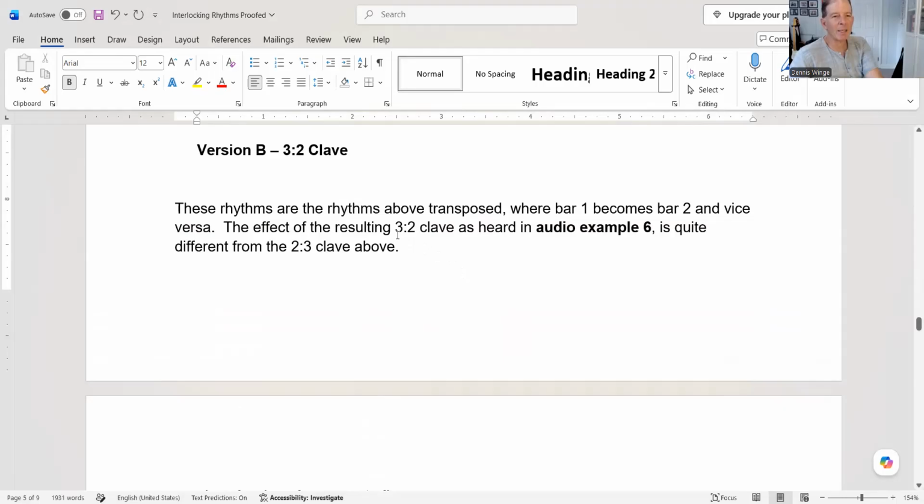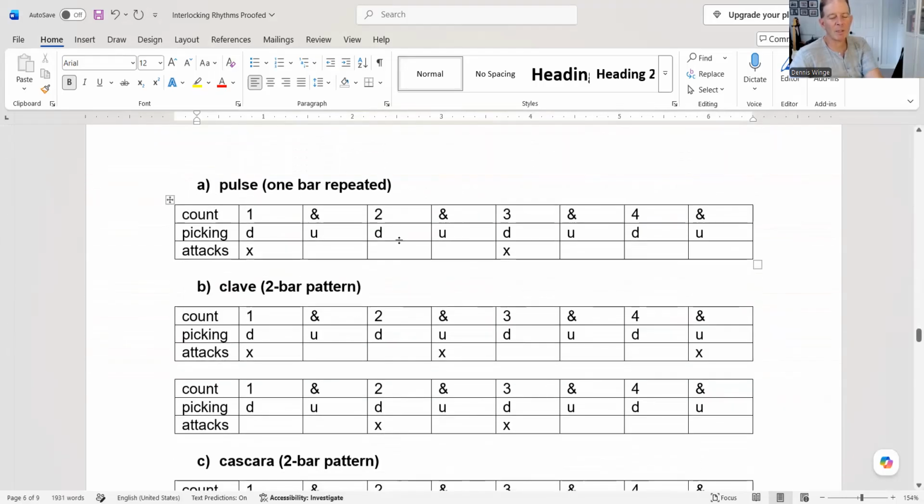Version B now is 3/2 clave. So instead of 2-3, it gets reversed. So let me walk you through that.